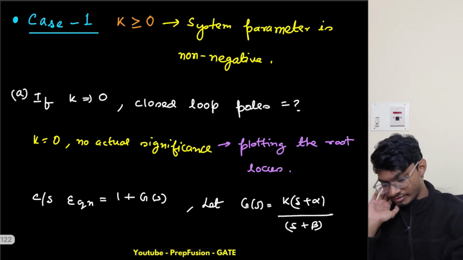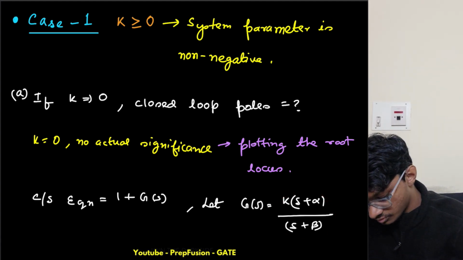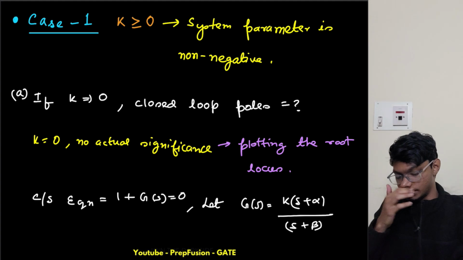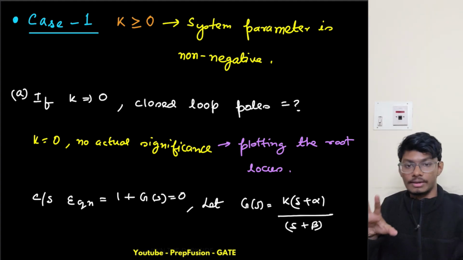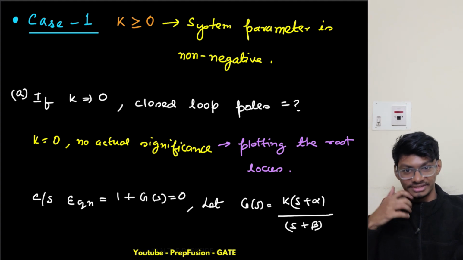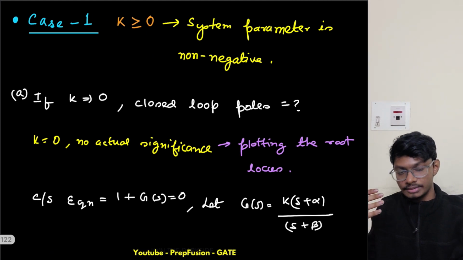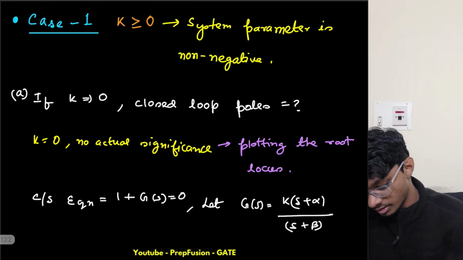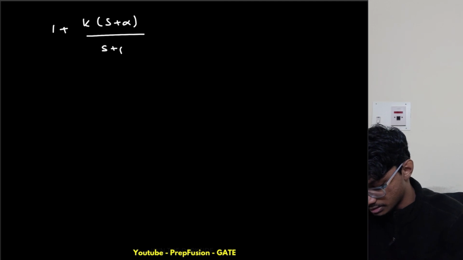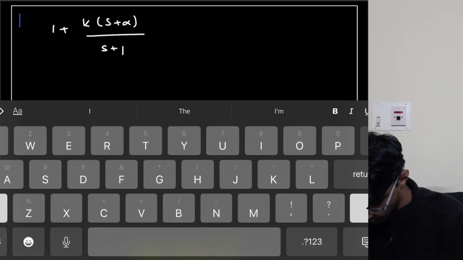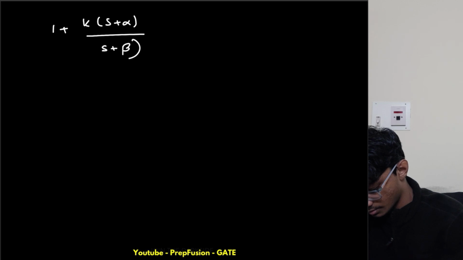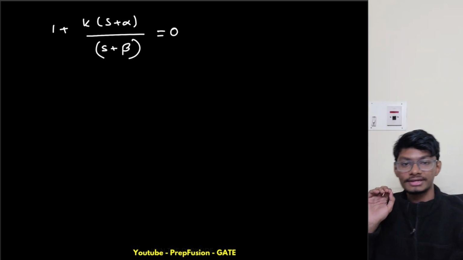Now if I put k equals 0 in my characteristic equation, 1 plus G of s equals 0, this will be 1 equals 0, which is not possible. So simply putting k equals 0 won't work. What I will do is rationalize. Let me first write the characteristic equation: 1 plus K times (s plus alpha) divided by (s plus beta) equals 0.